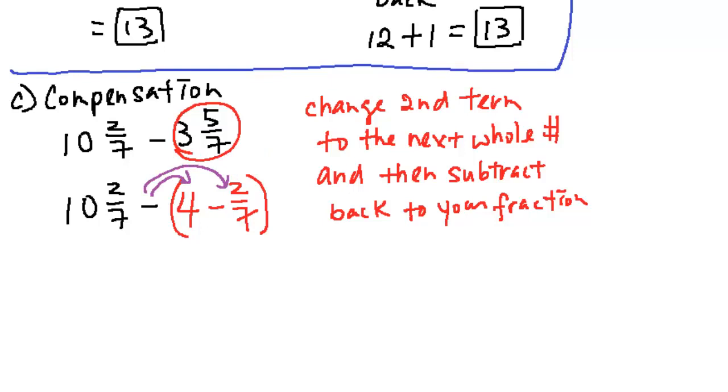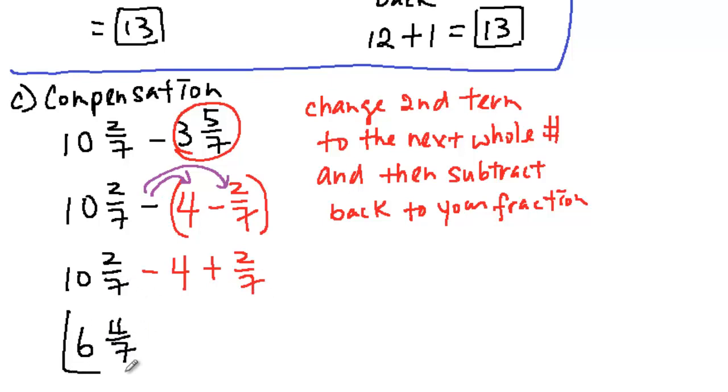So now we have 10 and 2/7 subtracting 4. And don't forget you distribute this here, so you will be adding 2/7. And if we think of 10 minus 4, we are going to get 6. And then if you have 2/7 plus 2/7, we have 4/7. And that's your final answer.